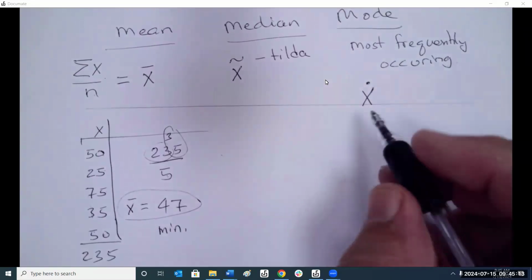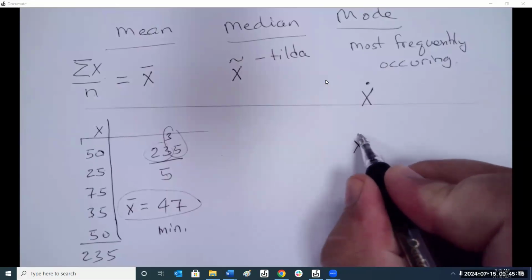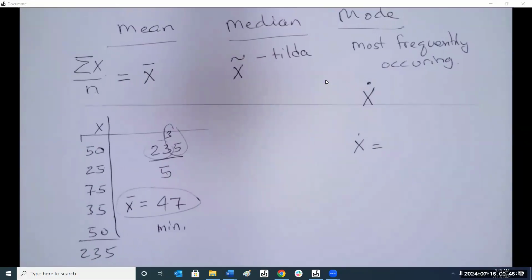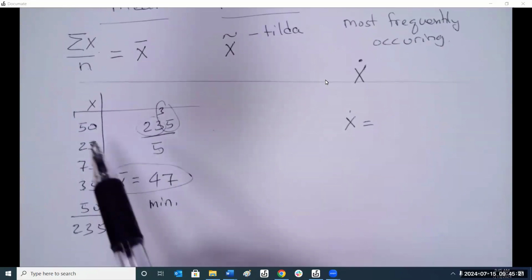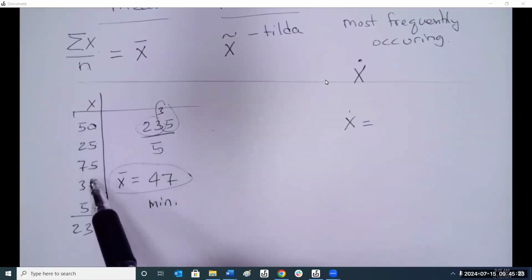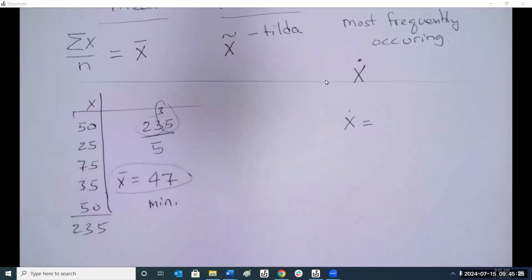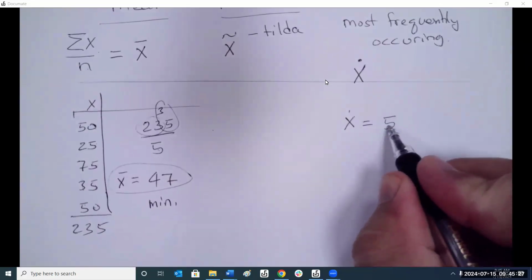What's the mode? Which one's the most frequently occurring? We had 50, 25, 75, 35, and 50. 50 is the most frequently occurring.